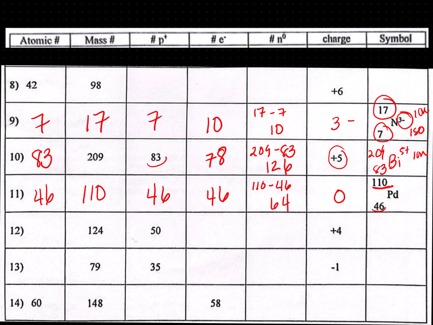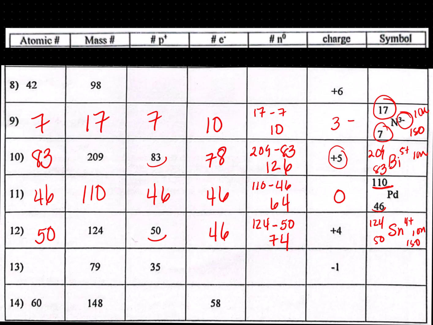Number 12, 50 protons are given, so that is my atomic number. The charge is 4 plus. That means this is a cation. It has 4 more positive charge, so this is 46 electrons. The number of neutrons is going to be the mass number minus the number of protons, which is 50. So this is equal to 74. 50 on the periodic table is tin. It is a charge of 4 plus, a mass number of 124, an atomic number of 50.